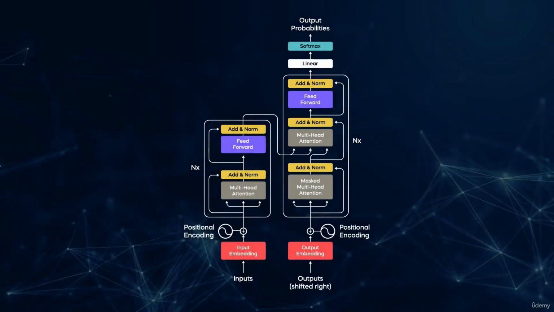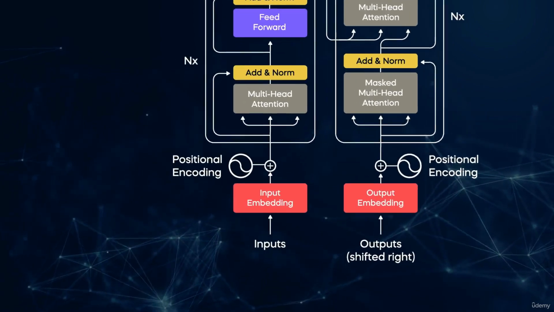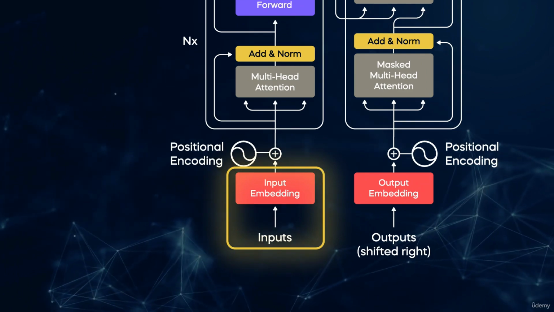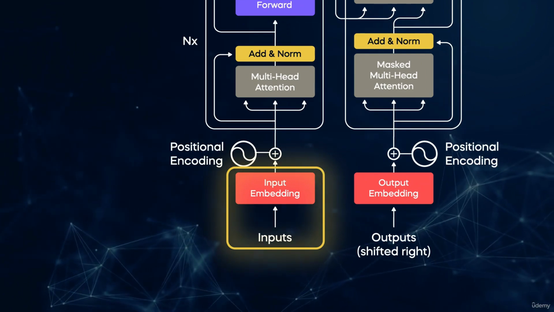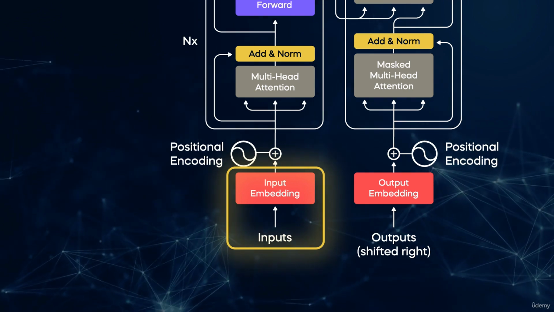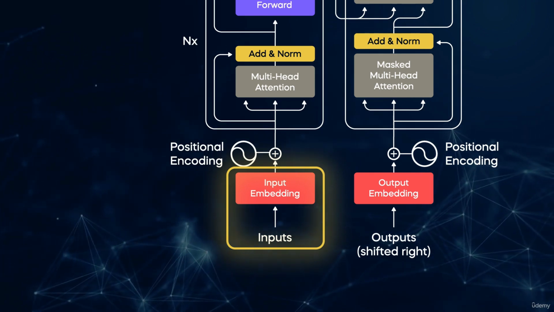The first step in a transformer's architecture is creating the input embeddings. If you're familiar with natural language processing, you'll know that we can't feed text directly into a model. We need to first convert it into a numerical representation. Let's go through the process of creating these input embeddings together.